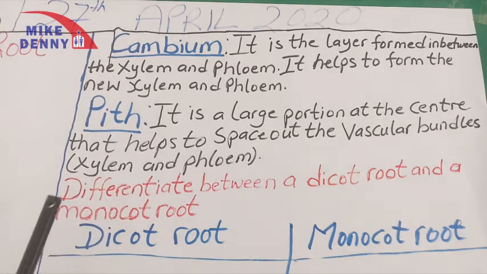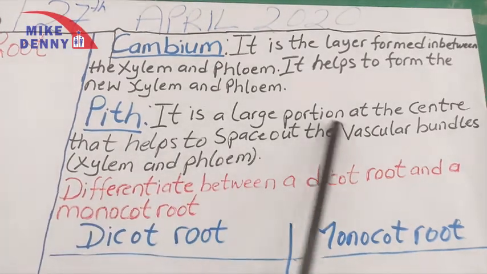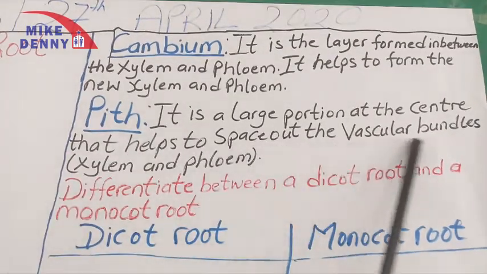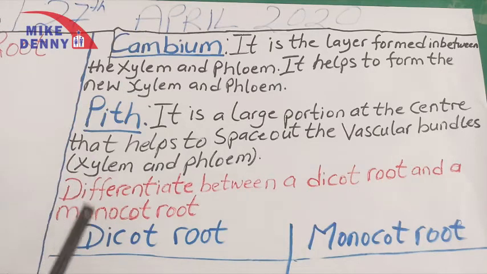Then the pith, we say, is a large portion at the center that helps to space out the vascular bundles. This is the xylem and the phloem. And when you look at the two diagrams, you see the size of the pith. The pith is that center part that helps to space out these bundles, because when the xylem and the phloem are spaced out, they carry out their function efficiently. Then there's this exercise that you have to do.